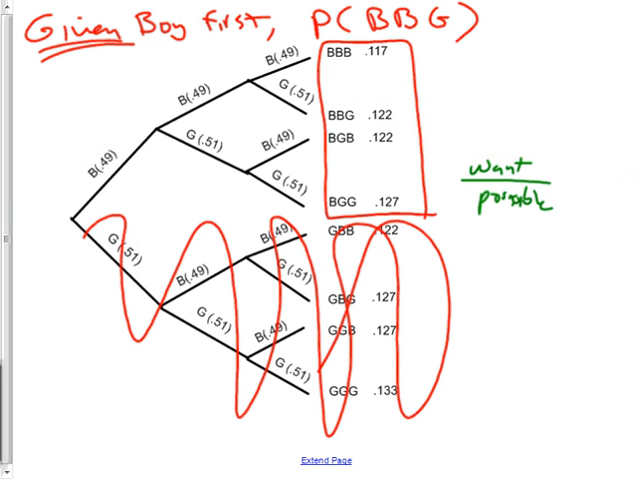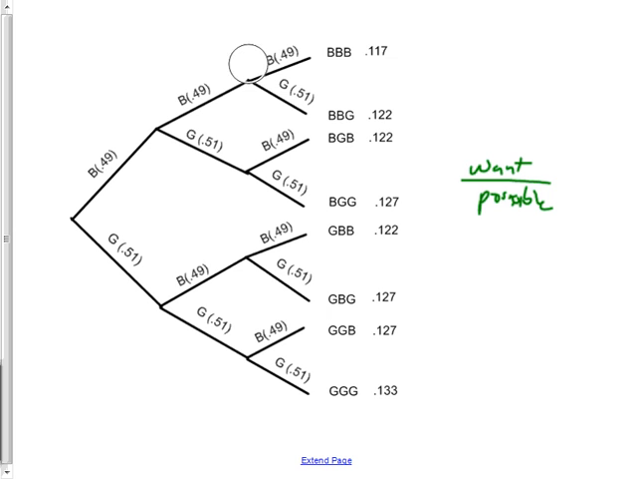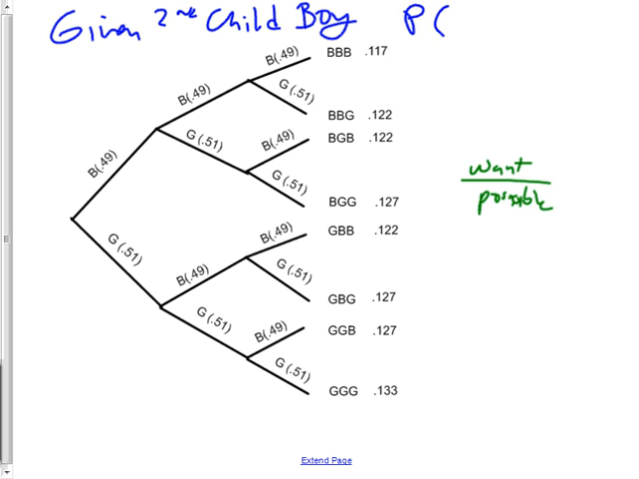All right, so now I want to clear off my board here, and I want to give you a new question. Given that the second child was a boy, then what's the probability of boy, boy, boy? You might be tempted to just say it's this. You'd be wrong. That's part of your answer. What you want over what was possible.